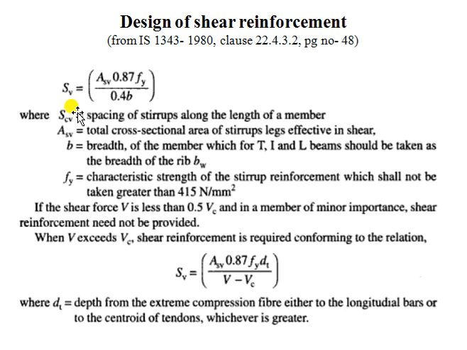For design of shear reinforcement we have Sv equal to Asv into 0.87 fy divided by 0.4 b, where Sv is the spacing of stirrups along the length of a member, Asv is the total cross-section area of stirrup legs effective in shear, and b is the width or breadth of a member, which for T, I and L beams should be taken as the width of the rib, that is bw. fy is the characteristic strength of stirrup reinforcement, which shall not be taken greater than 450 Newton per mm square.